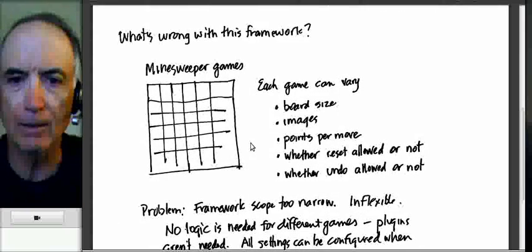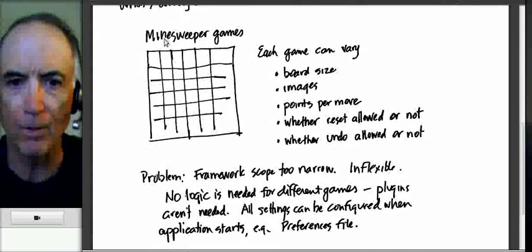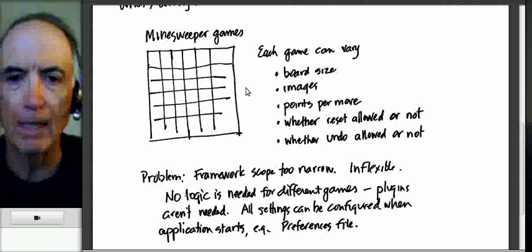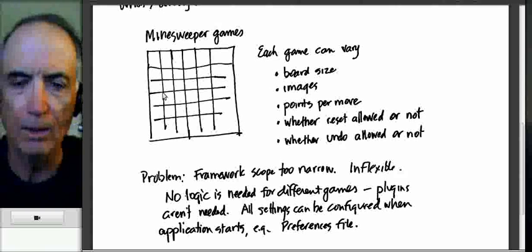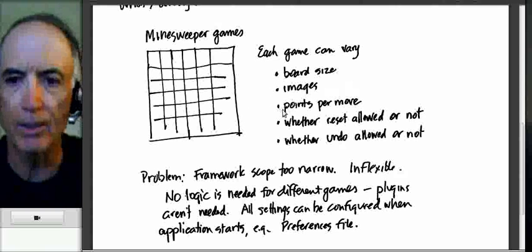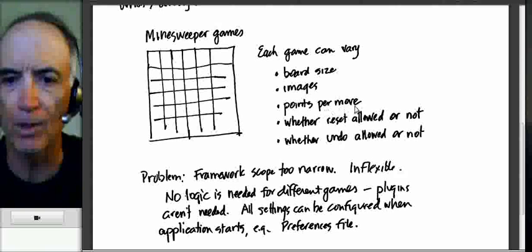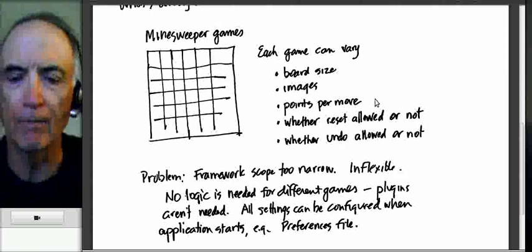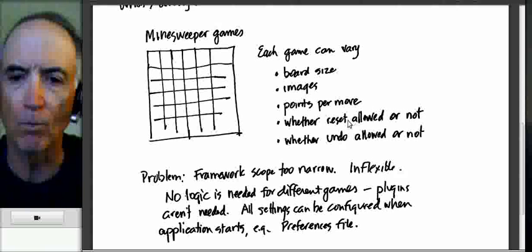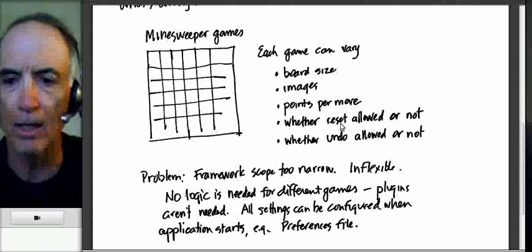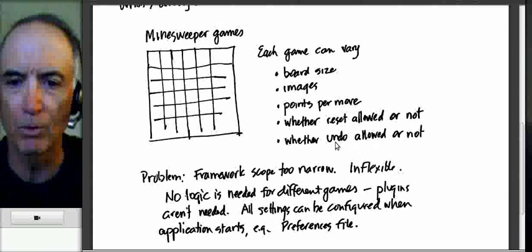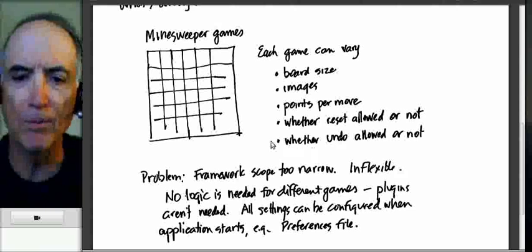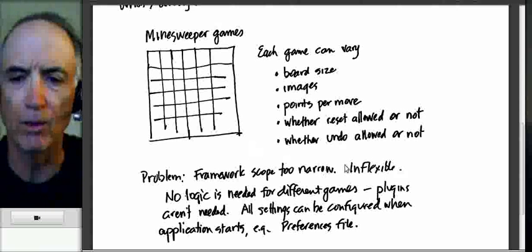On the other hand, this framework is a framework for Minesweeper games. And the framework allows each game to vary the size of the board. Each game can use different images. Each game can have a different number of points per move. Each game can indicate whether it's going to let the user reset the game and whether it will let the user undo a move. The problem with this framework is that it's really too narrow, or it's too inflexible.